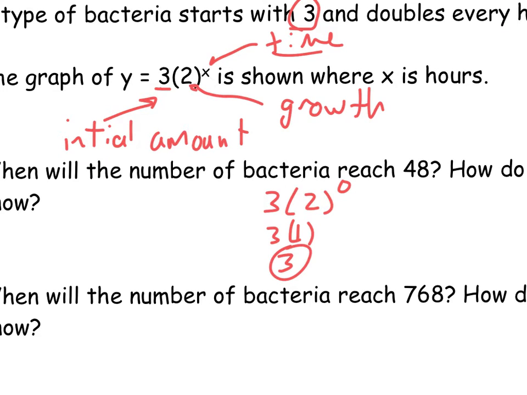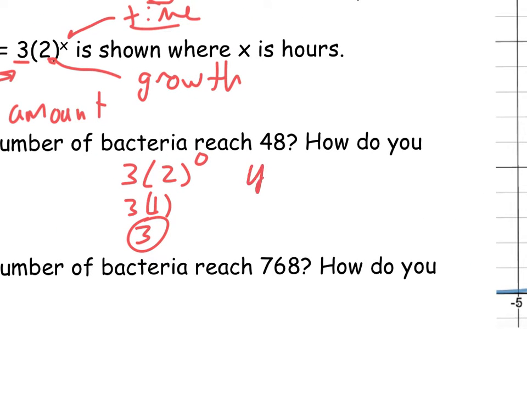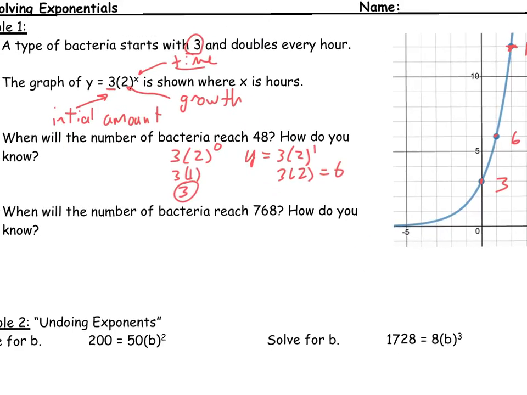So basically at time 0, if you look at your graph over here, it starts out at 3 units. If you plugged in after an hour, this would be 3 times 2 to the first. Time would be 1 hour. Well, 2 to the first is 2, so this is 3 times 2, which equals 6. So it went from 3 to 6, it doubled. And after 2 hours, you can see it's going to double again. It's going to jump up to 12. So its growth is 2. It's doubling every hour. So 3, 6, 12. The next one would be 24, so on and so forth.